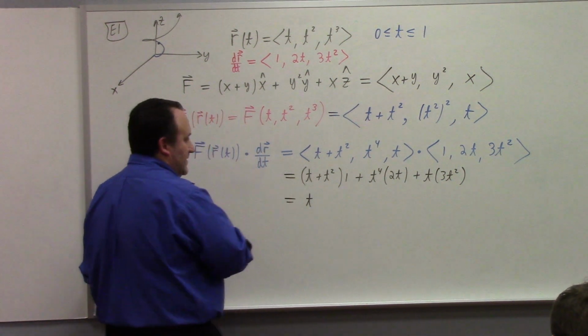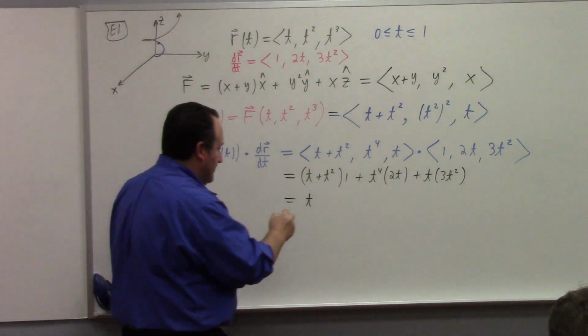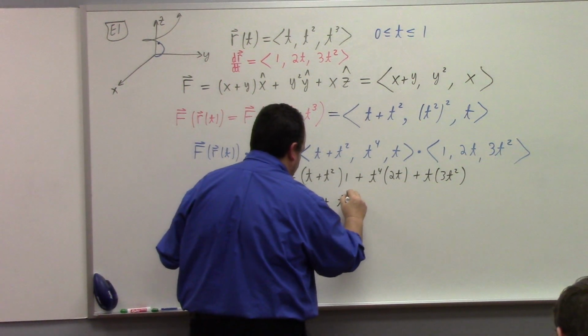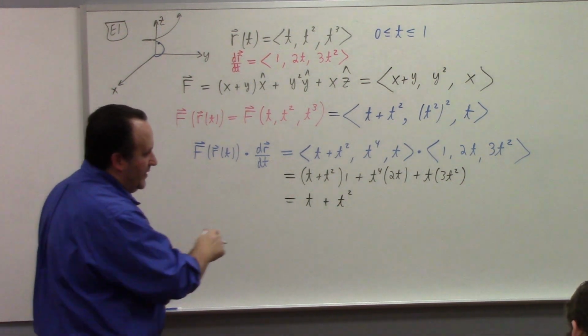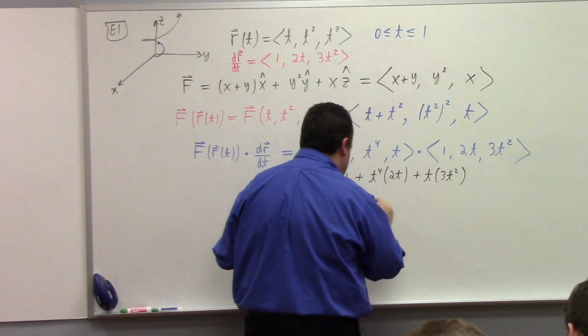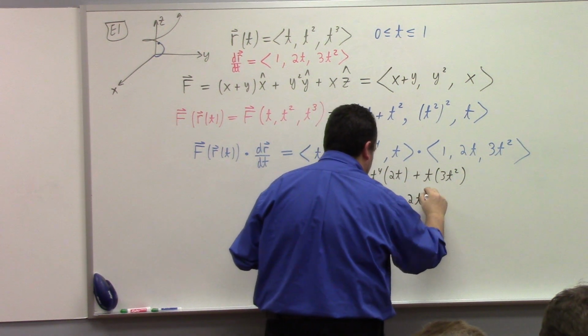Let's see here. t plus what? I get a t squared. Yeah. And then what? Looks like a t to the fifth. I'll count this one next, though. Plus 3t cubed, yeah? Plus 2t to the fifth. All right, there we go.